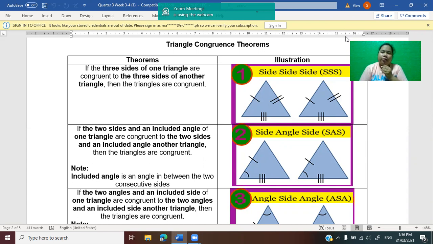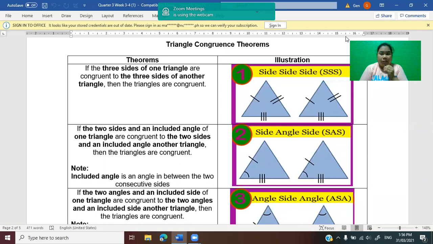Good day. Last time in quarter 3, we defined what congruent triangles are. Okay, ano ba ibig sabihin ng congruence? Pag sinabi natin congruence, this is a term in geometry wherein we have the same shape and same size. We also have the corresponding sides and the corresponding angles.